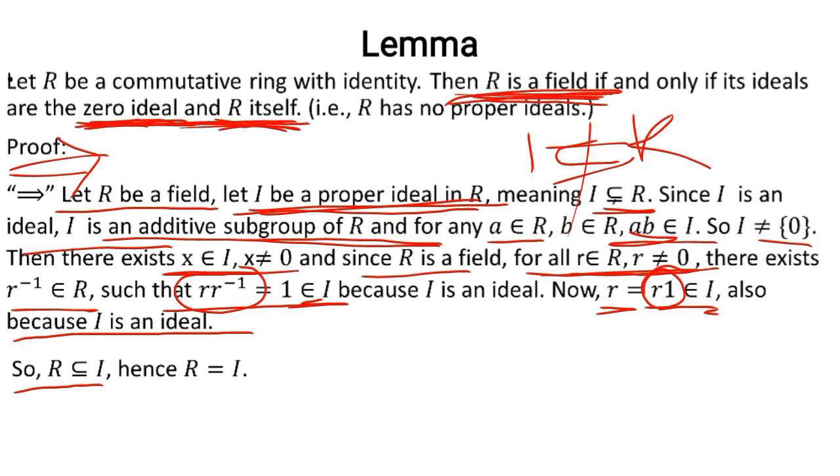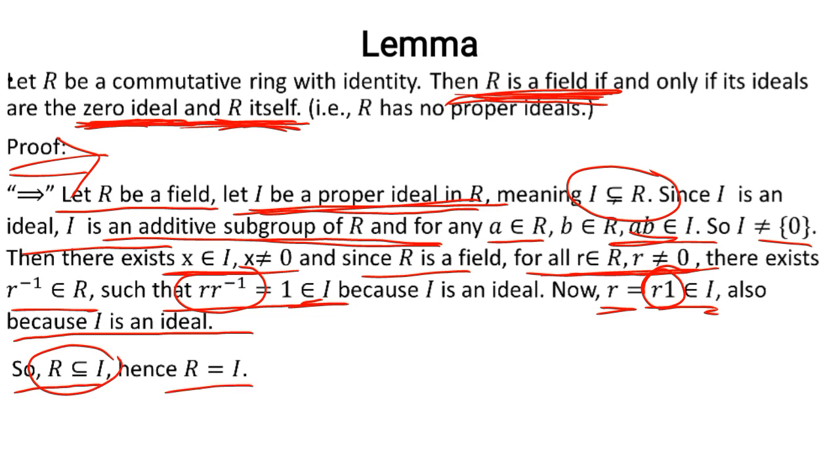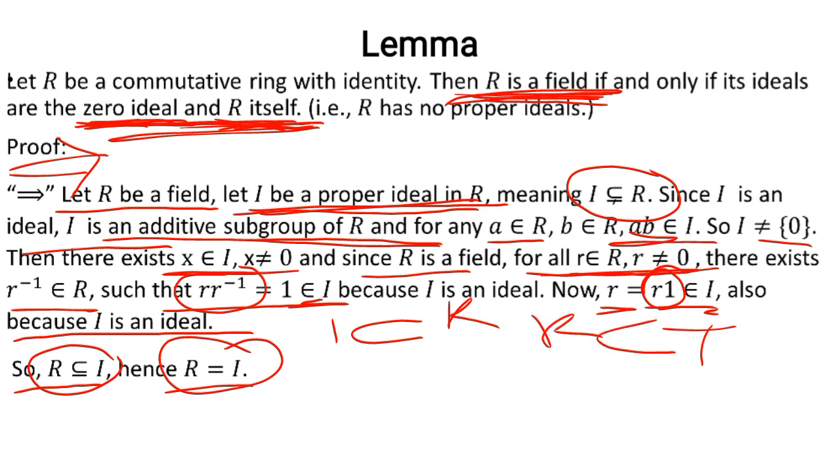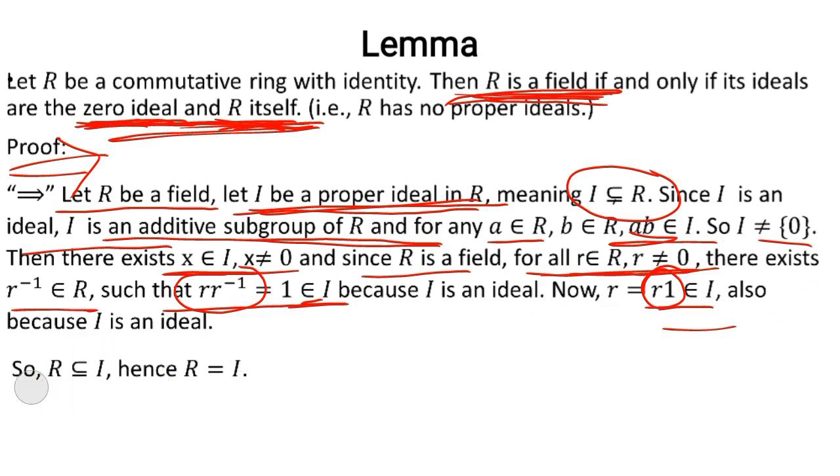So now we can see that R is contained in I. And we already said from the beginning that I is contained in R. And now R is contained in I. What does that tell you? That tells us that R is equal to I, meaning that our proper ideal would definitely be either the 0 ideal or R itself. Once you have I contained in R and R contained in I, definitely it means that R equals I. And that completes one direction of the proof.